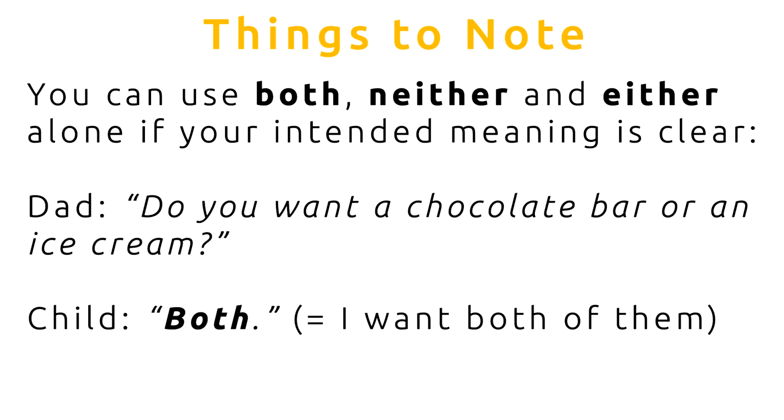Here's an example. The dad says, "Do you want a chocolate bar or an ice cream?" The child simply replies, "Both." That means, I want both of them. Do you see? So the dad gave the child a choice. Do you want a chocolate bar or an ice cream? So he gave him a choice of 2 things, but the child says both. In other words, he wants the chocolate bar and the ice cream.